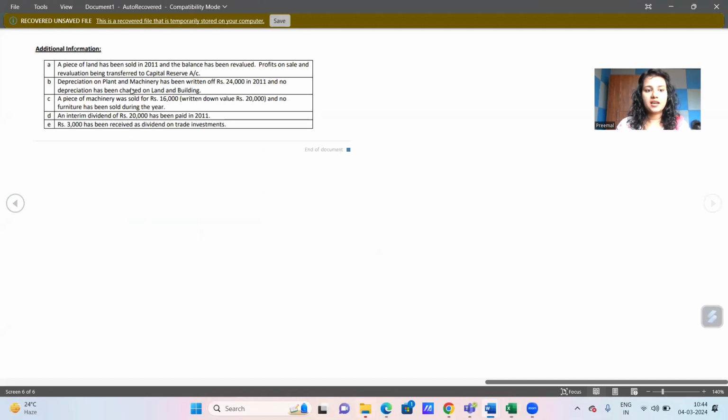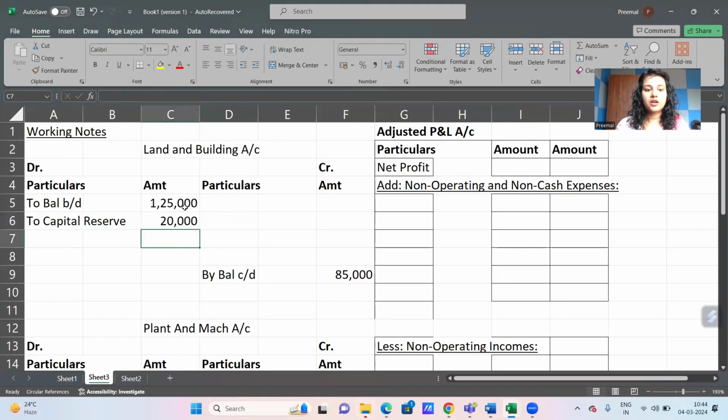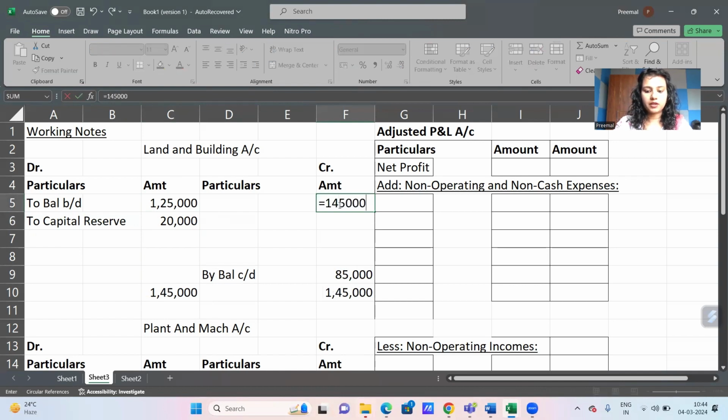Then we check if there are any other adjustments in relation to land and building. They've only specified that there is no depreciation charged on land and building. Therefore, we can close this account. The total being 1,45,000. The difference, 1,45,000 minus 85,000, becomes the balancing figure transferred to by cash or bank, which indicates a sale. This becomes the balancing figure.